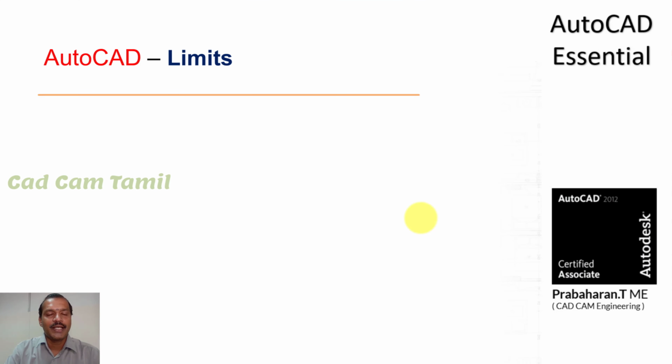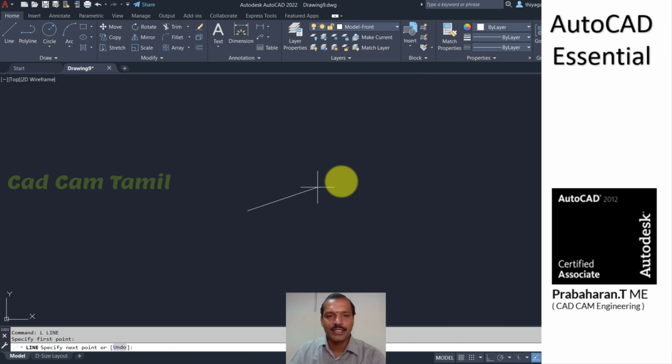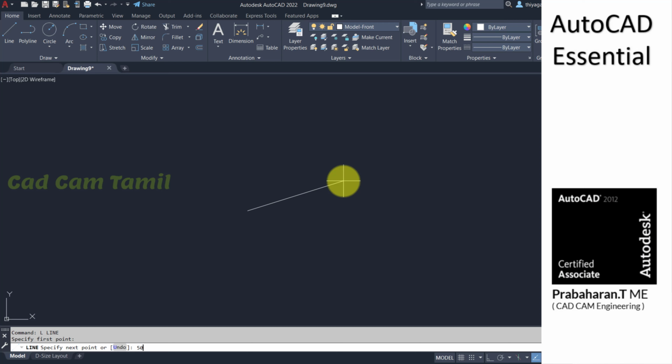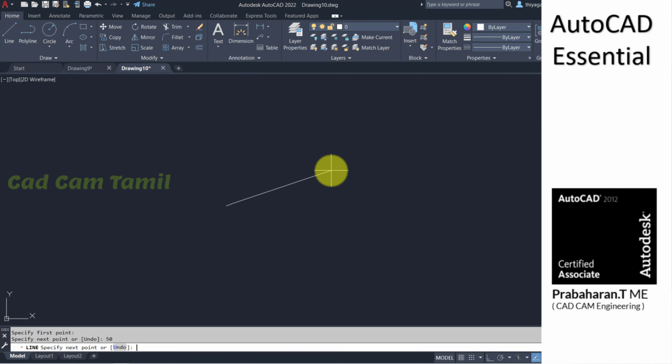Next command is limits. What are these limits? Why do we need them? I'm going to draw a line of length 50 mm. It crosses the boundary of the drawing area. So what do I have to do now? It may happen sometimes like this, or sometimes you may draw the same 50 mm line and it will be very small. See here, same AutoCAD: in one drawing it is very big, in another drawing it is very small.